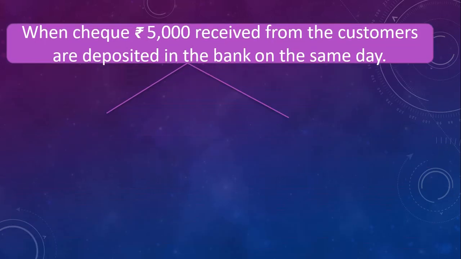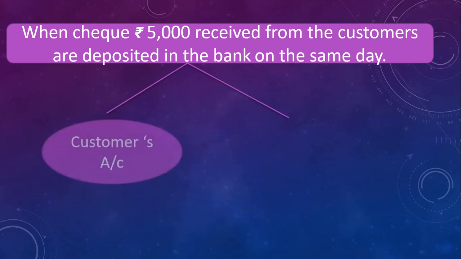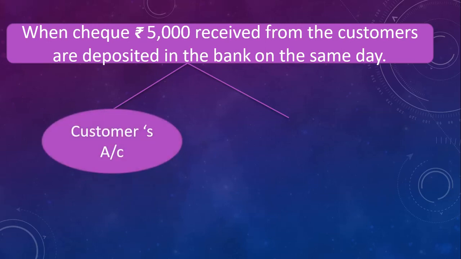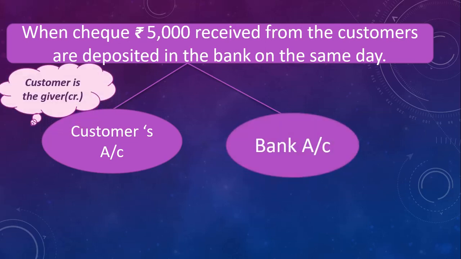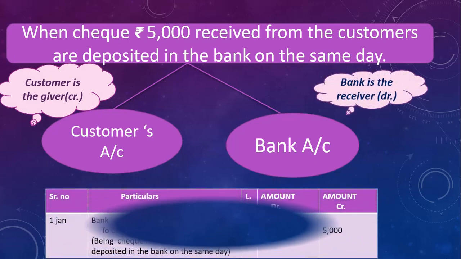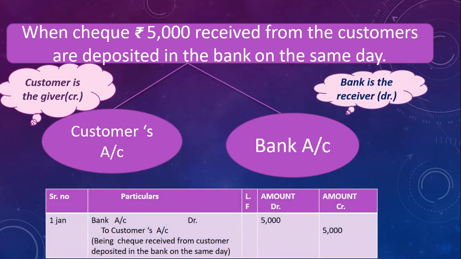Next, when a check of rupees 5,000 received from the customers is deposited in the bank on the same day. Here two accounts affected are customer and bank because customer deposited the money in the bank. Entry will be bank account debit because bank is the receiver here, to customer account because customer is the giver here. So the entry will be bank account debit to customer account.